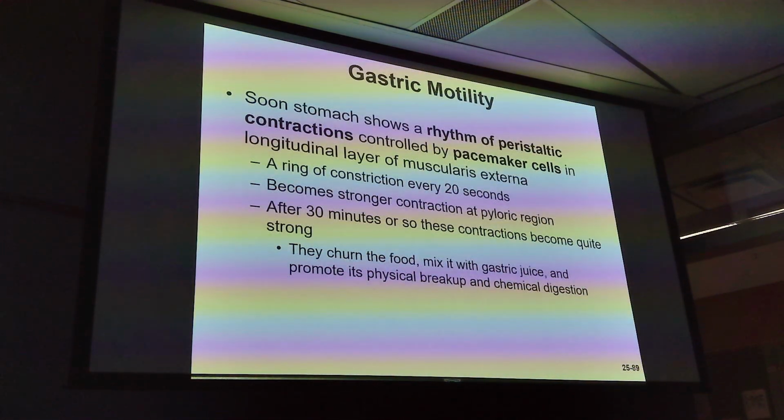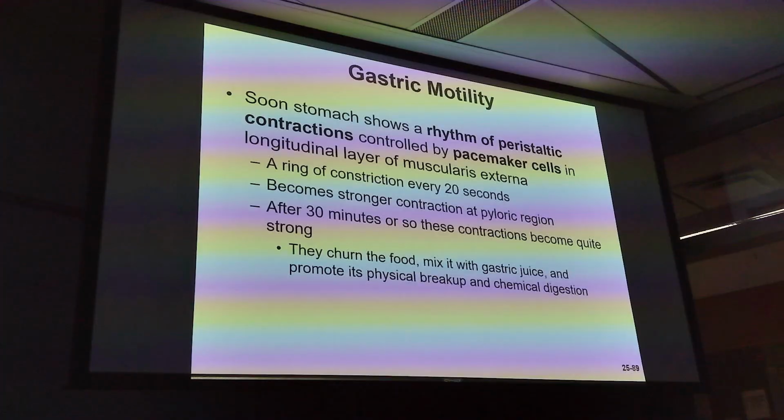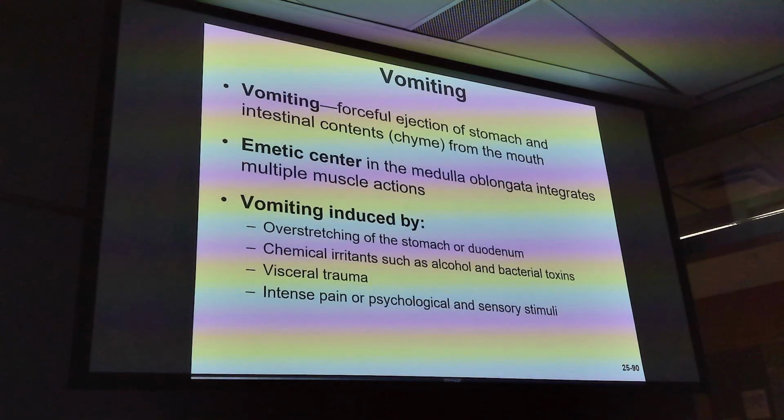Okay, so the gastric motility, all of these contractions, are controlled by what we call pacemaker cells. They are in the muscular part, okay? And they kind of work on their own. They churn the food, mix it up with the juices, and then move it along, okay?